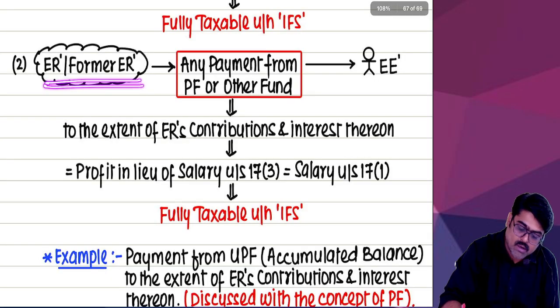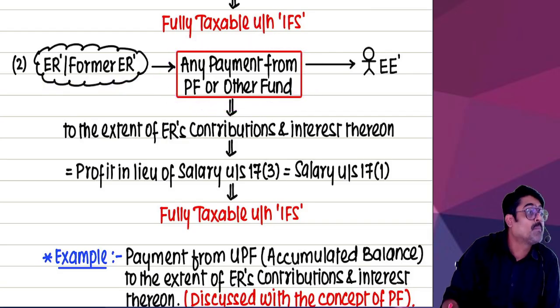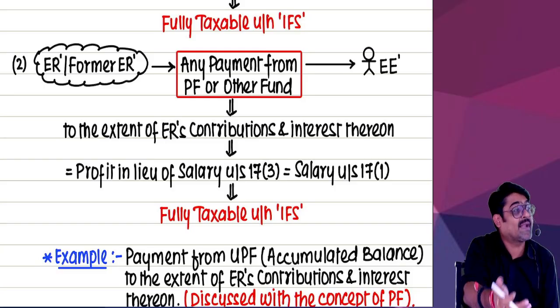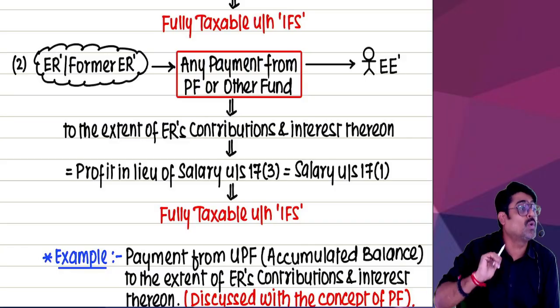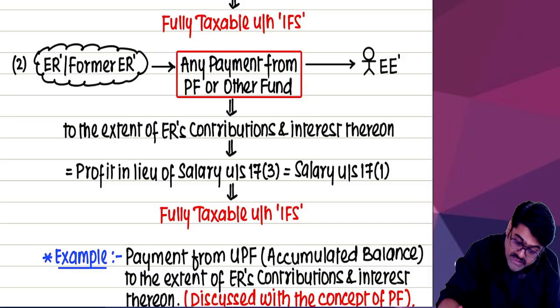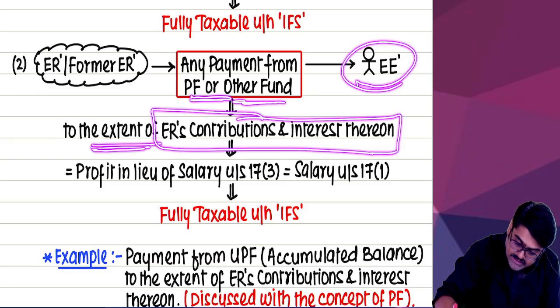Now, the employer or former employer is giving you any payment from provident fund or other fund. See, this payment I would have given you directly. But instead of giving you this payment directly as salary, I am putting this amount in the provident fund, and now from the provident fund this amount is coming to you. Ultimately the amount is coming from my pocket only, no? So any amount given by the employer through provident fund or other funds to the employee, to the extent of employer's contribution and interest thereon.